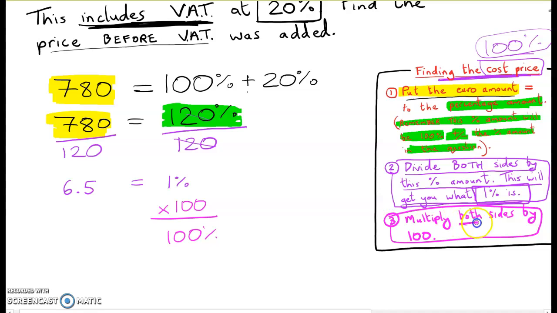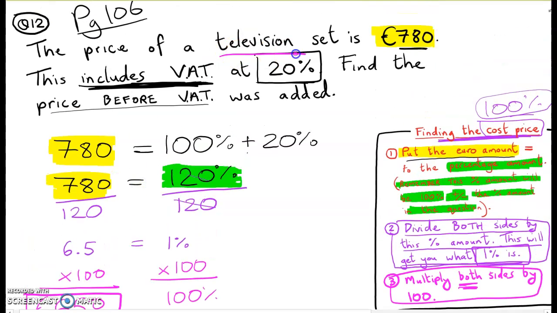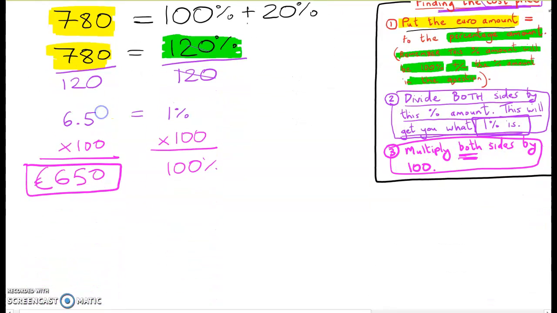Multiply both sides though by 100. So I need to multiply by 100 over here. And that gives me 650 euro. Okay, so that was the price of the television before the VAT was added. We're working backwards, you see. So the shop obviously got the television in for 650 quid, and then they added on 20% onto that to give a selling price of 780, and we had to work backwards to find it.